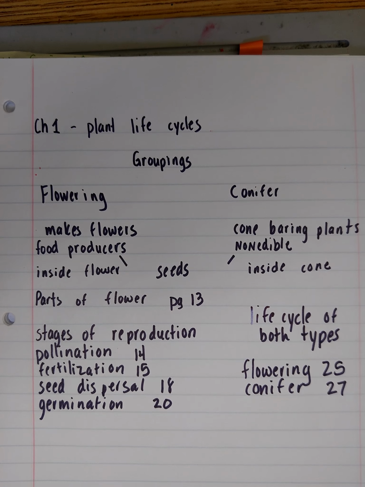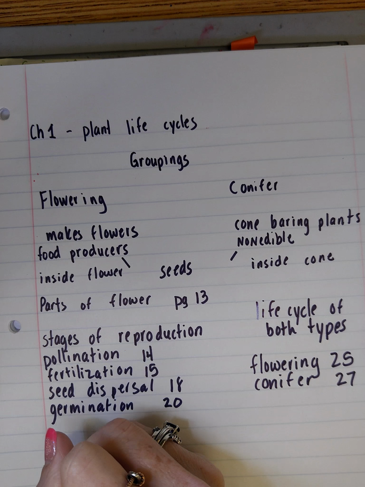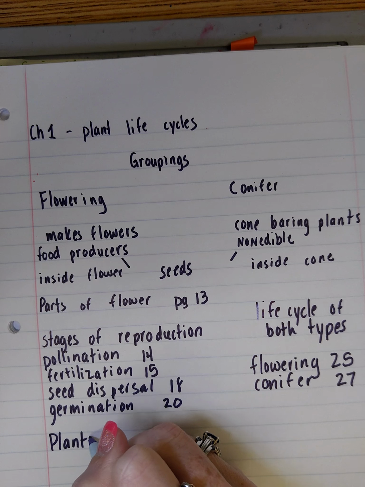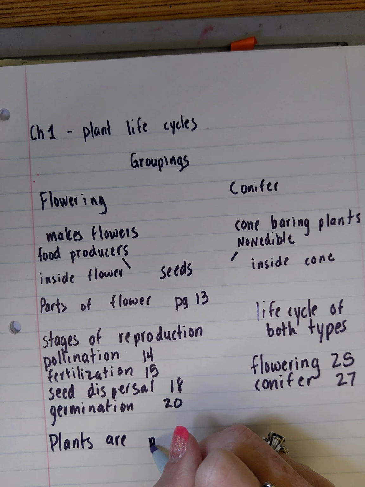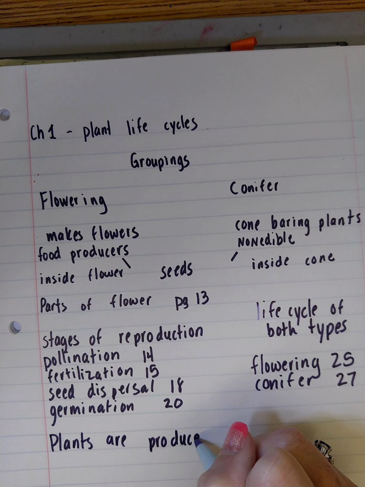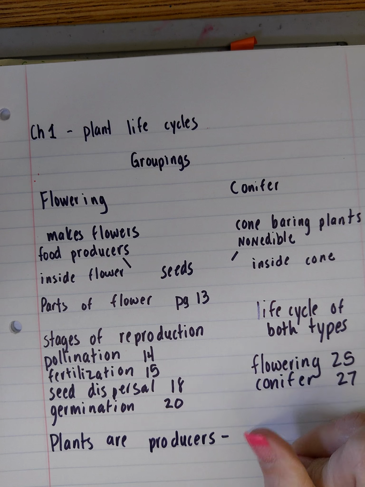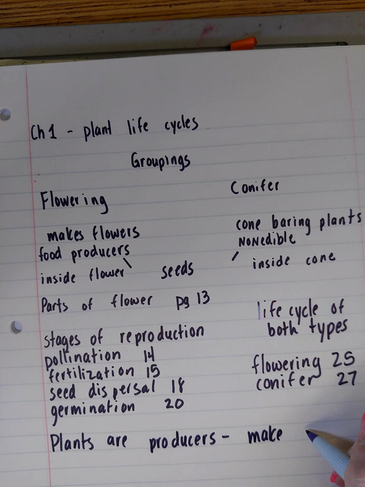And the last thing that they must know when it comes to plants is that plants are producers, which means they produce their own food, they make their own food.